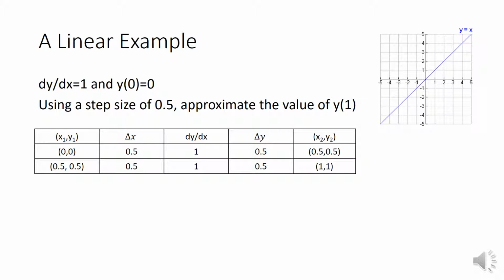And then you just use that as your initial condition, and you do the same thing with a step size of 0.5. dy/dx is 1, multiply those. You get your change in y is going to be 0.5 again. And then you just add again, 0.5 to 0.5 and 0.5 to 0.5, and you get your final answer, which is 1, 1. So the approximate value of y of 1 is going to be 1. And of course, it's also the exact value because the slope doesn't change across the interval. So dy/dx is going to exactly approximate the slope.